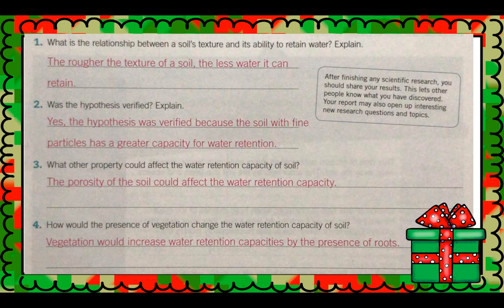What other property could affect the water retention capacity of soil? The porosity of the soil could affect the water retention capacity. How would the presence of vegetation change the water retention capacity of soil? Vegetation would increase water retention capacities by the presence of roots.